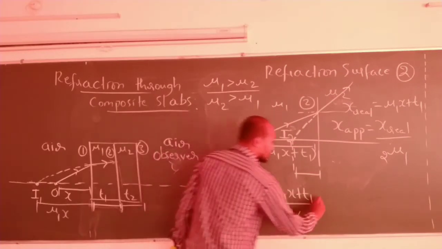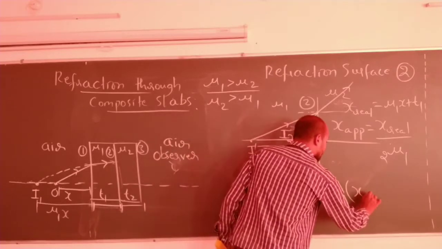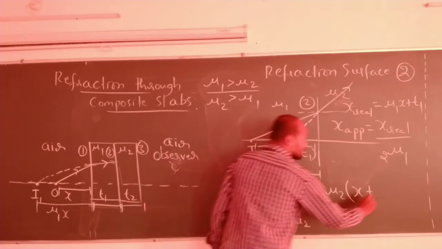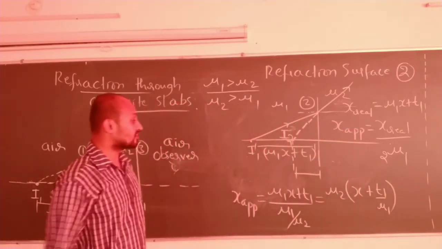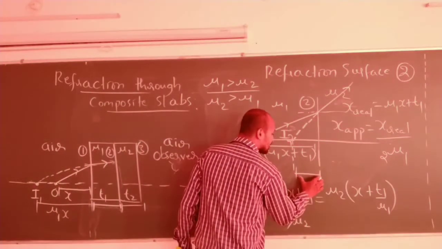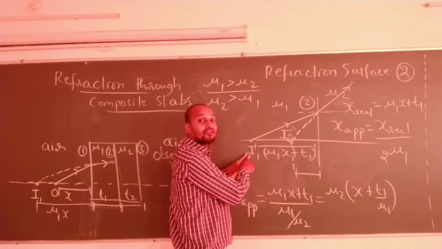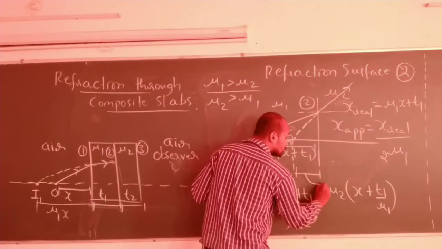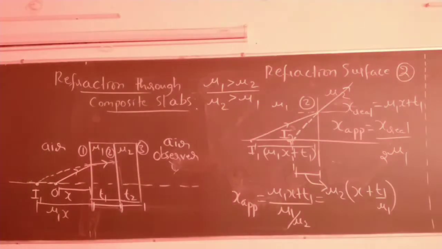This will become mu2 into x plus t1 by mu1, because mu2 will go up. So this distance, the apparent depth for the second surface for the object I1, is mu2 into x plus t1 by mu1.